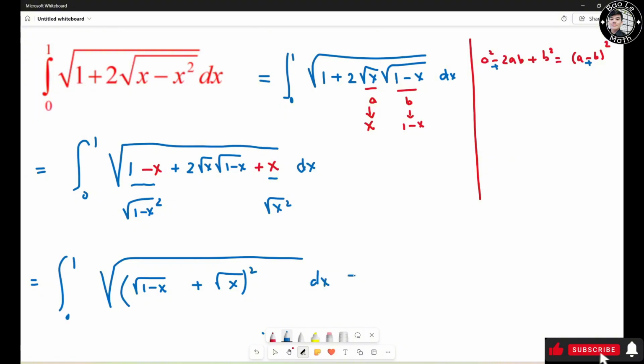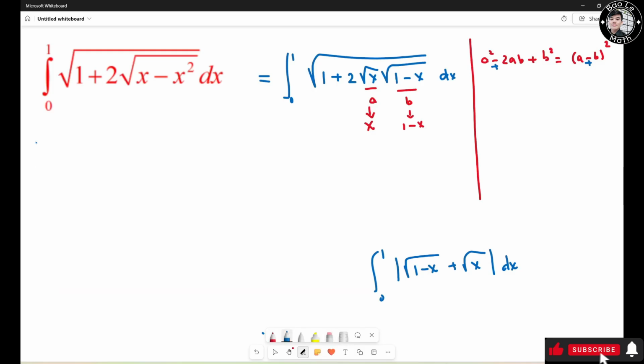Now, this guy is the same thing as the integral from 0 to 1 of the absolute value of square root of 1 minus s plus square root of s ds, right? Now, since s is between 0 and 1, this one is always positive, right? So I can remove the absolute value without changing anything, right? So it turns out to be the integral from 0 to 1 of square root of 1 minus s plus square root of s ds, right?